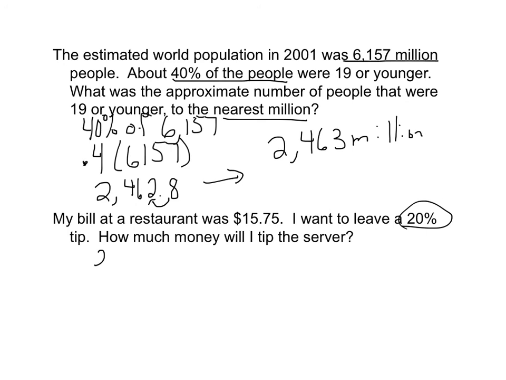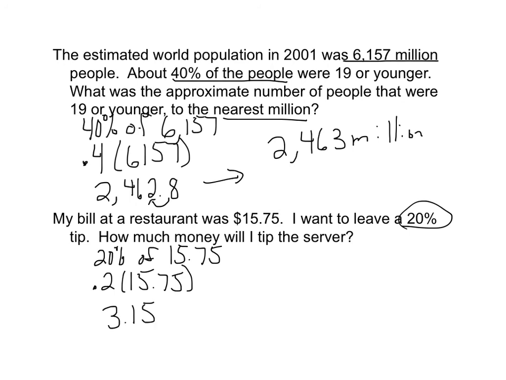So 20% of $15.75. So 20% becomes 0.2 times our $15.75 is going to be $3.15. So that's about what I should leave as a tip for my server.